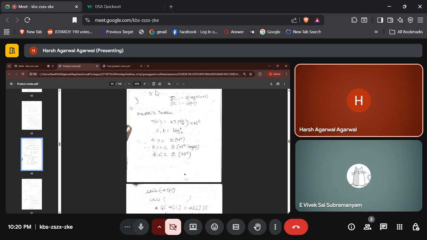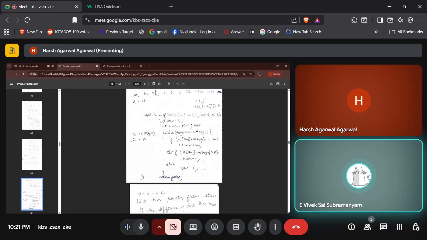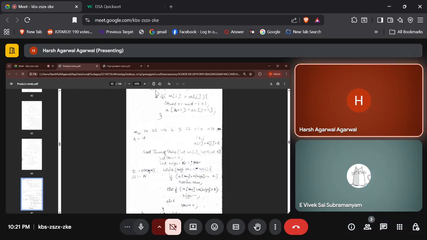Next, sum of pairs: a of i plus a of j equal to k. Is this for sorted? No, this will not be sorted. Without sorting it will take O(n square) time. So we'll sort it first and then do the two pointers, so sorting will take n log n time.